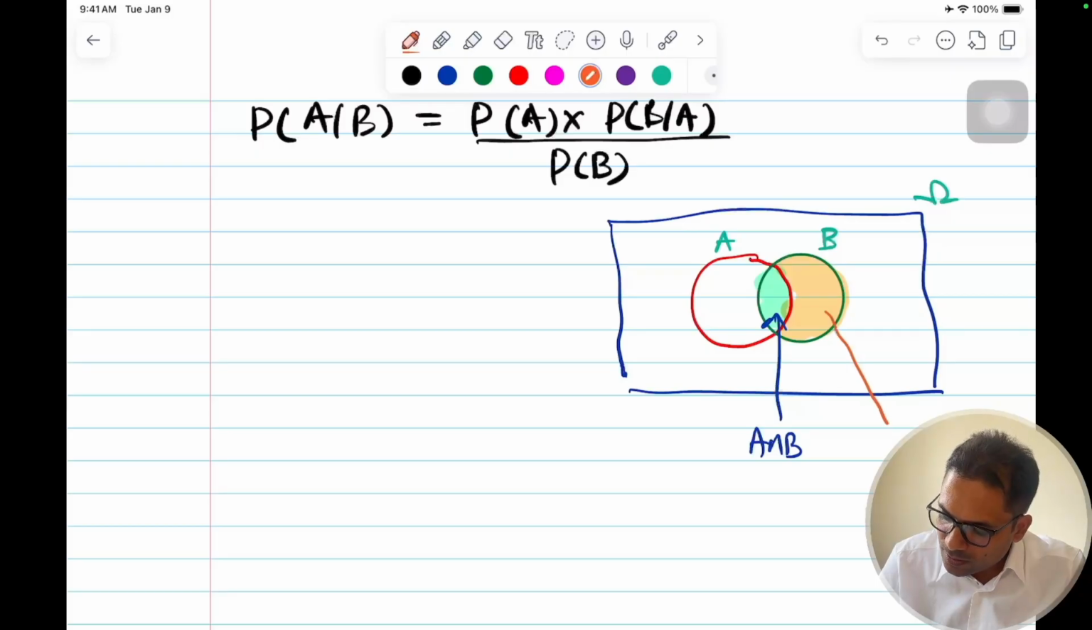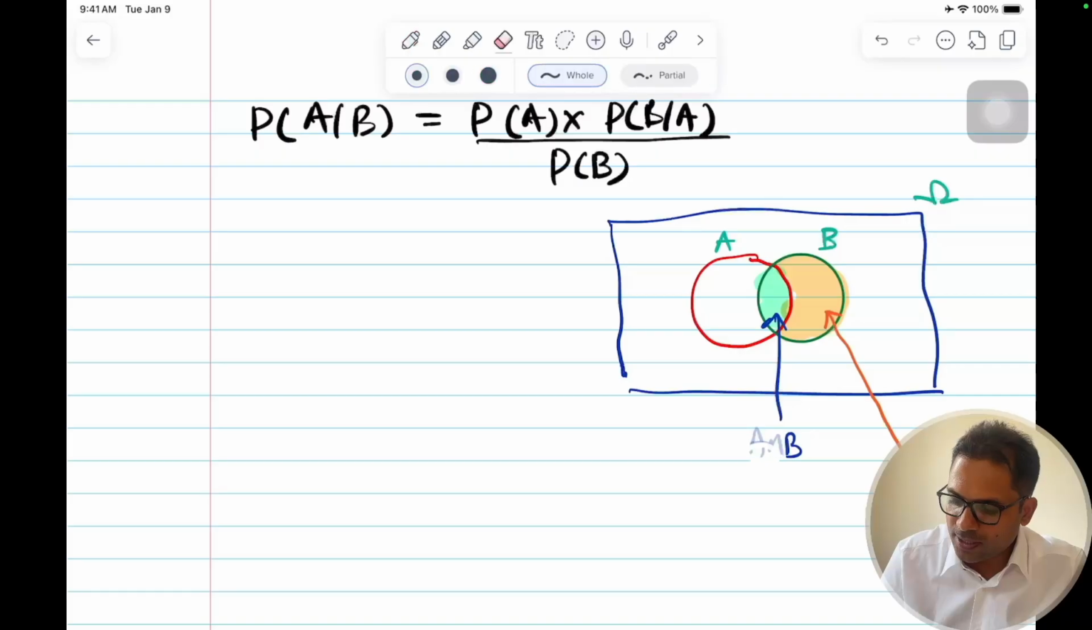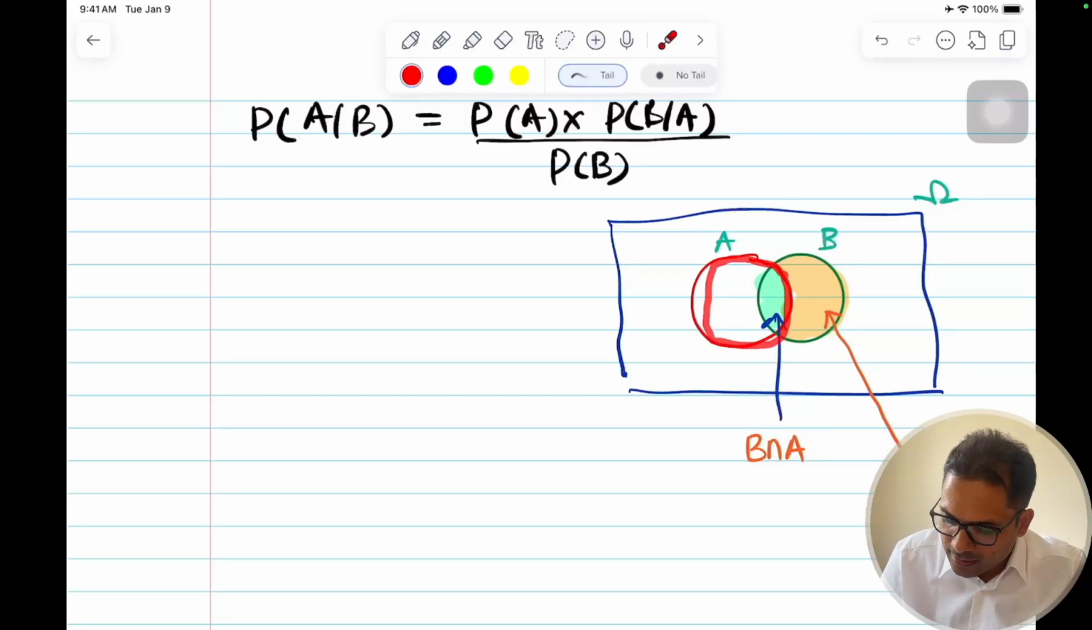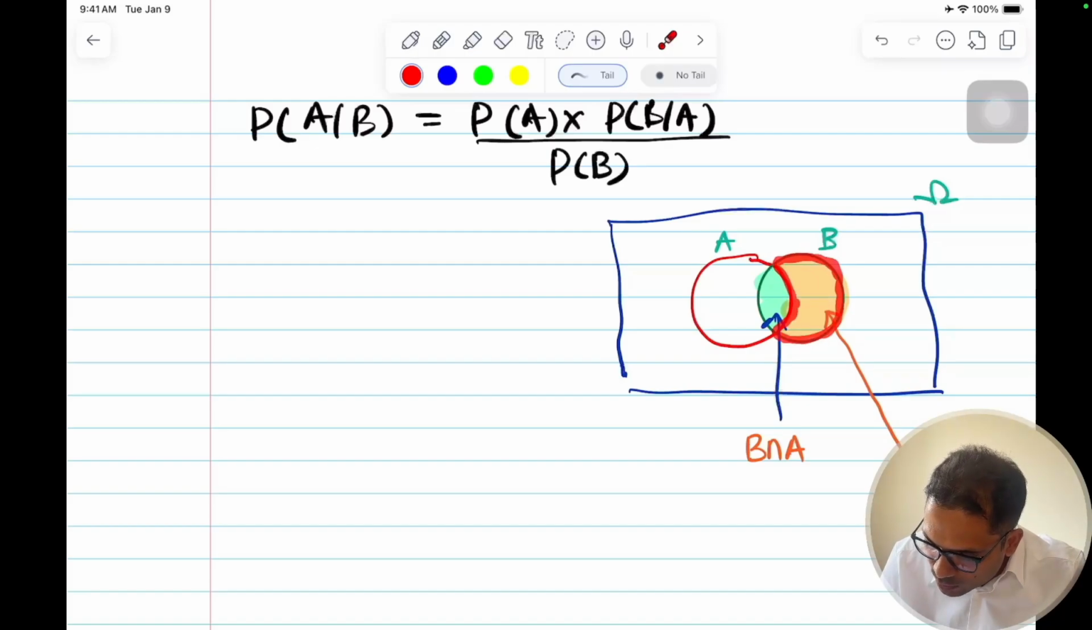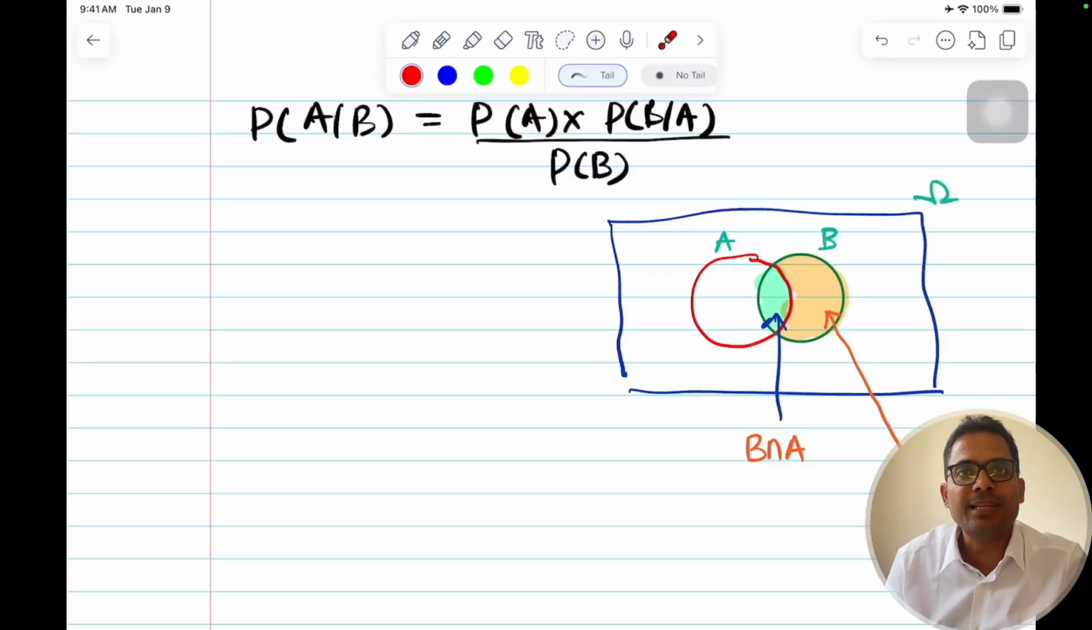What can we say about this part? Can we write it in terms of B? This is B intersection A, and can we say this is B intersection A complement? See, this is A, and the intersection of B with this is B intersection A. Whatever is outside this is A complement, or A prime as we say. And the intersection of B with that A complement, anything that is outside A, that is not A, can we say this is the intersection of B with A complement?